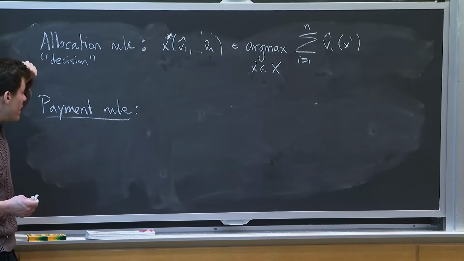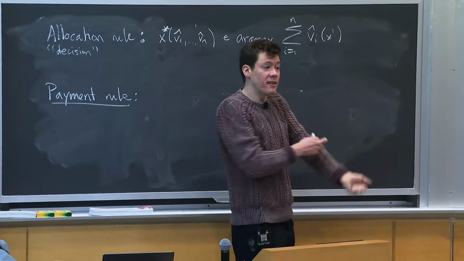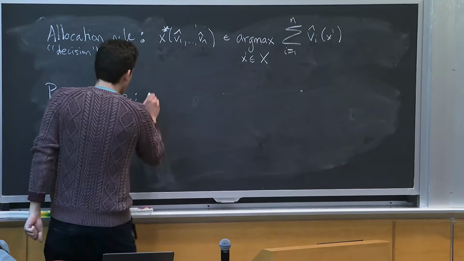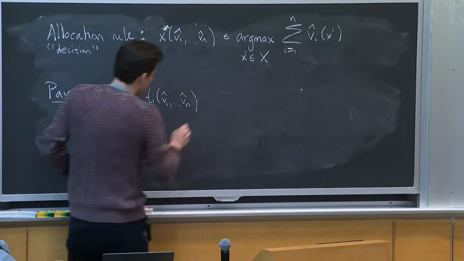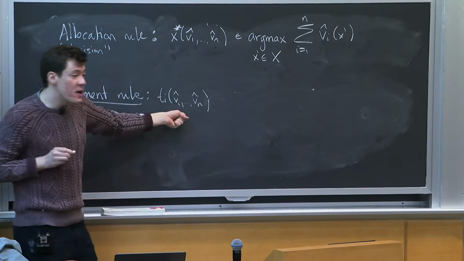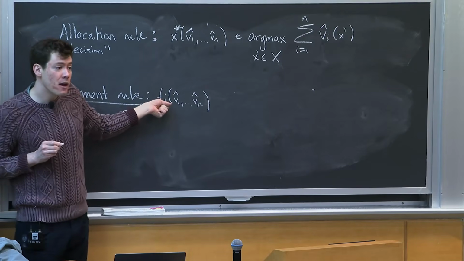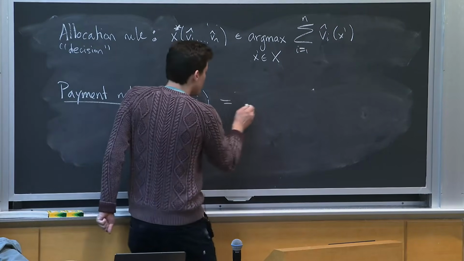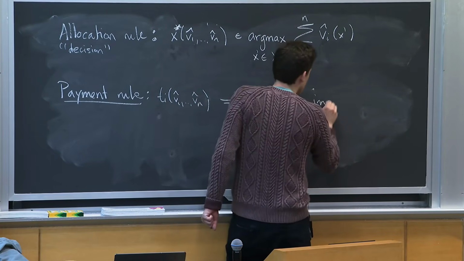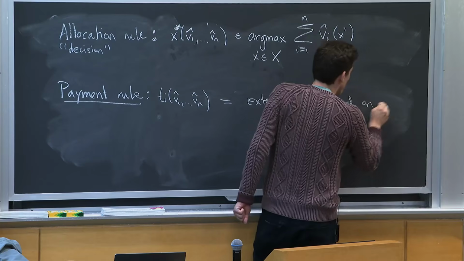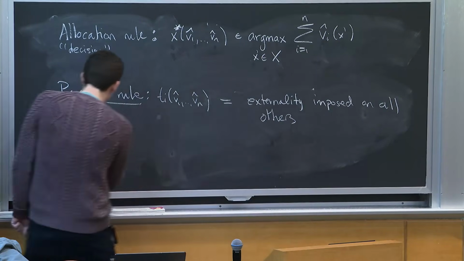Now the payment rule is exactly what we said before. We want to charge each bidder their externality. Okay? So ti of v1 hat through vn hat is saying if these are the valuation functions that are reported by the bidders, how much are we going to charge bidder i? We're going to charge bidder i, informally, the externality imposed on all others. Okay? So let's write that more formally.